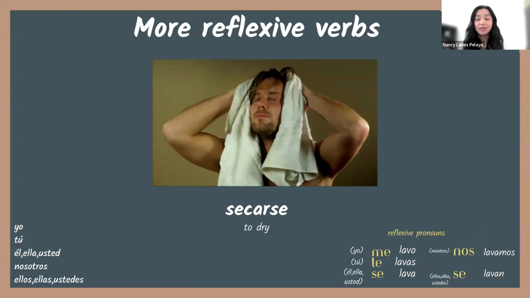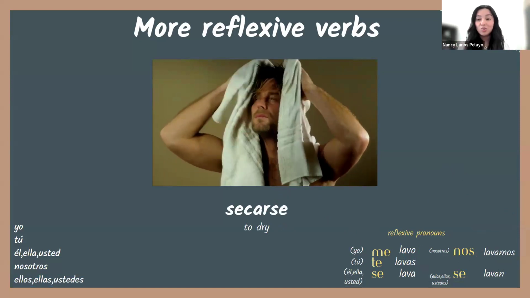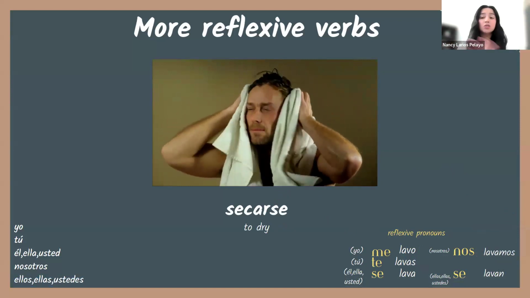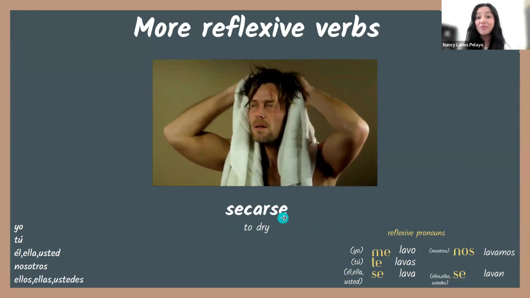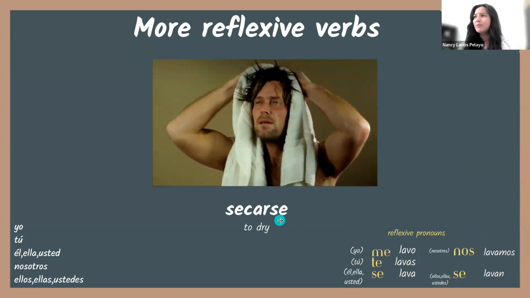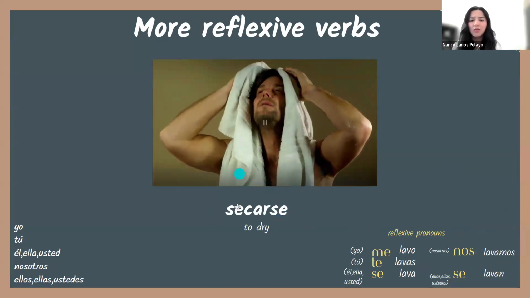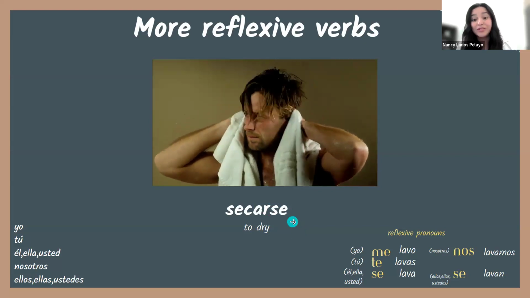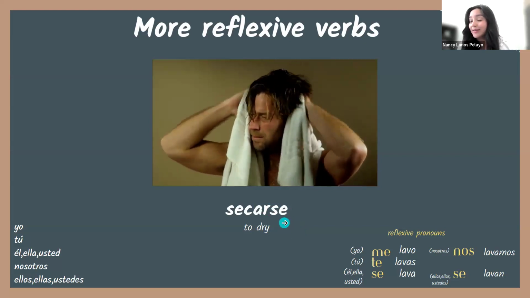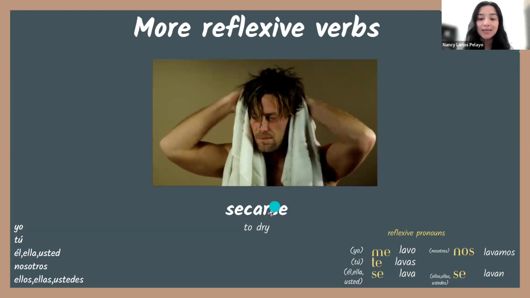Secarse. This is a new one. To dry. See? To dry yourself, to dry your hair, to dry your body, right? It's also a reflexive verb. Why is it a reflexive verb? How do we know that this is a reflexive verb? Si dijiste, if you said, because of the SE, correcto. And every time we see an SE at the end, it tells us it's a reflexive verb. And what do we need? We need a reflexive pronoun.